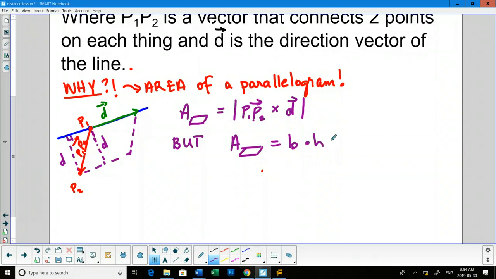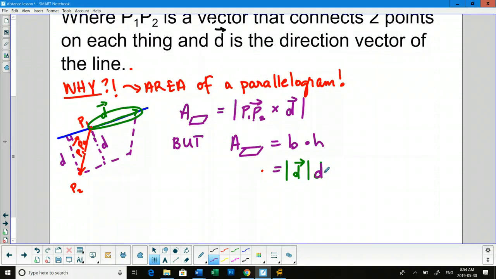It's the same thing as the area of a rectangle or a square, base times height. So here, if we think about our base, my base is the magnitude of my direction vector. This green part is going to be the length of the base of this parallelogram. And my height of this parallelogram is that distance vector that we just talked about, so it's times our distance vector.